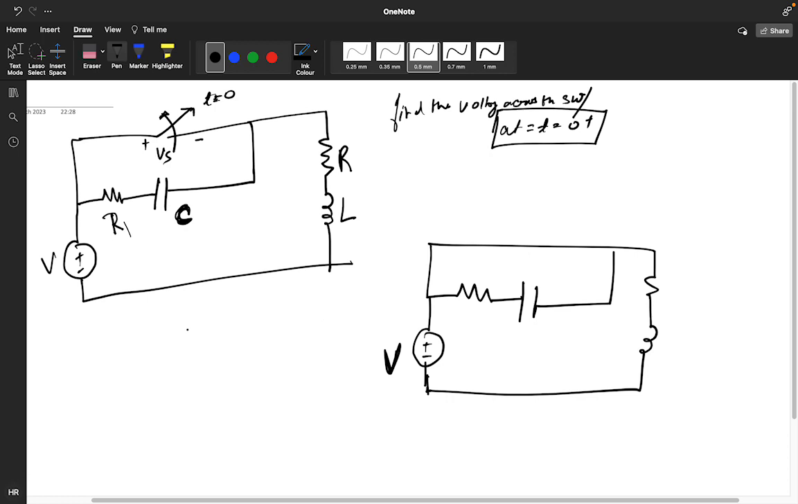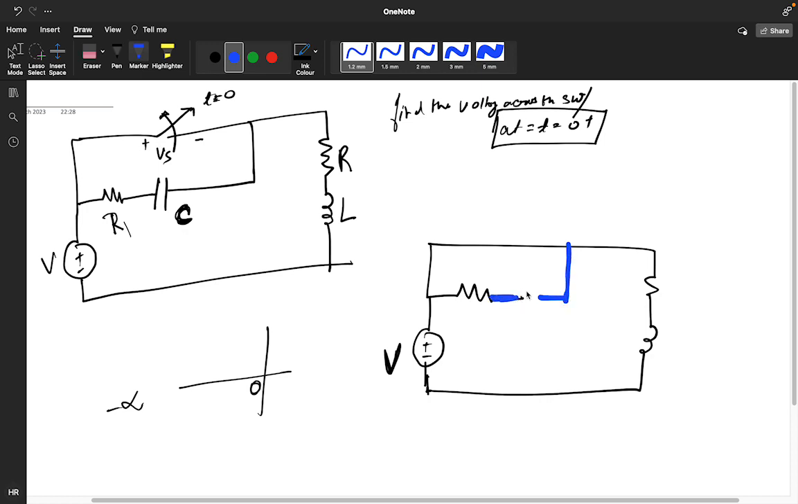We know that Vc(0+) is equal to Vc(0-), and this is the case from minus infinity to 0. So in a capacitor, what's happening? The capacitor is getting open circuit, so I am just making it an open circuit. There will be no current, so it's nothing. And what about the inductor? The inductor is getting short circuited, so the circuit will be this only.